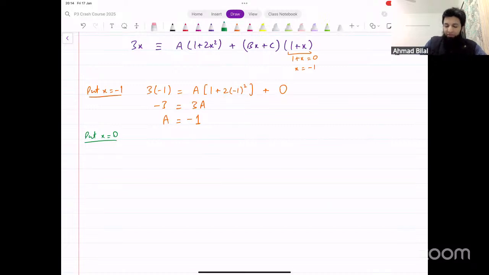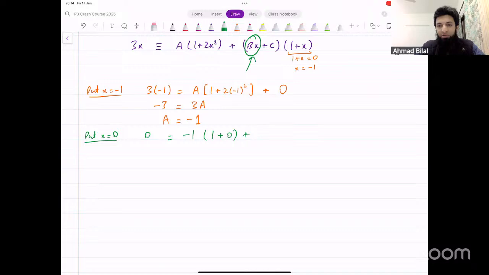But okay, so once we run out of brackets to make 0, this is the first value we try, x equals 0. Okay, let's do that. On the left side, we have 0. 3 times 0 is 0, right? On the right side, A is minus 1. We have already found the value of A. Put that there. Then we have 1 plus 2 into 0 squared, which becomes 1, right? And now putting x equals 0 is helpful because you see what's happening here.